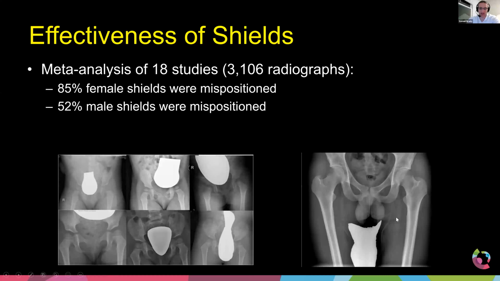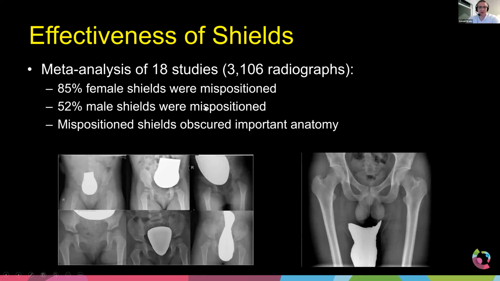Now, you might think, how can we misposition a shield for men? Their gonads are exterior to the body. There's a pretty good way of detecting where the male gonads are. We can generally visualize it. But in this meta-analysis of over 3,000 radiographs, 52% of male shielding was mispositioned. And here's just a simple example. The shielding was placed way too much inferior to the gonads, completely missed the testes.